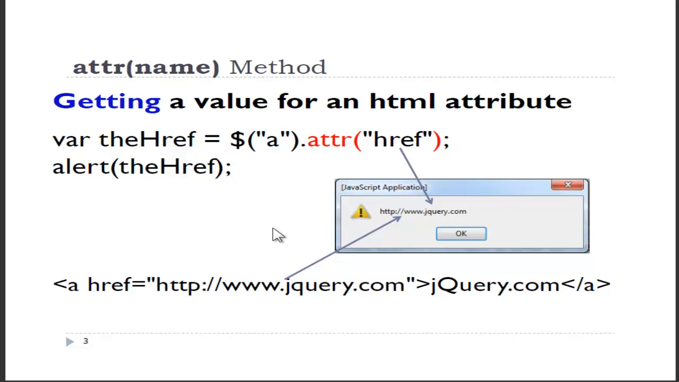We also looked at how these methods can retrieve values. So here I have the attr method retrieving the value of the href attribute, and I am storing that in a variable, and I'm using an alert here to display the value.